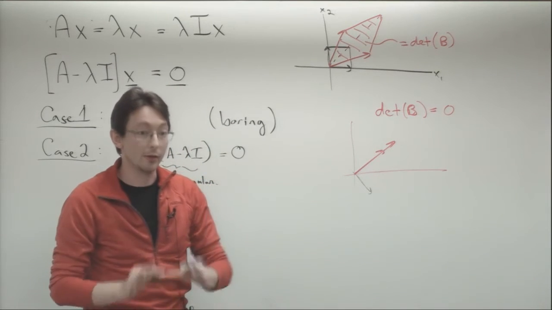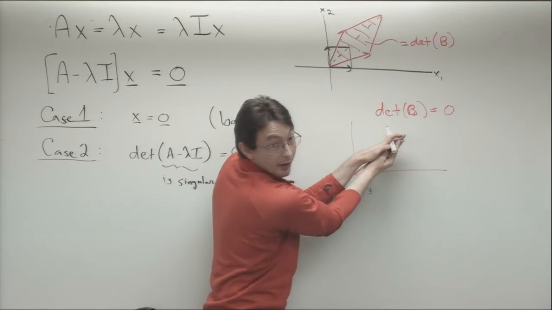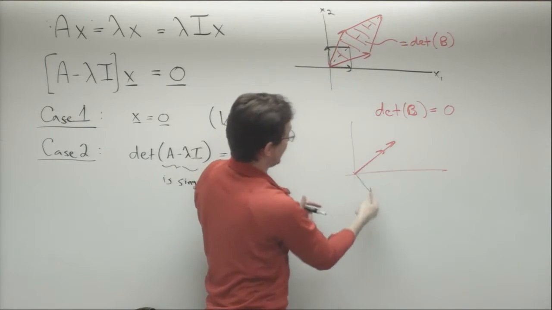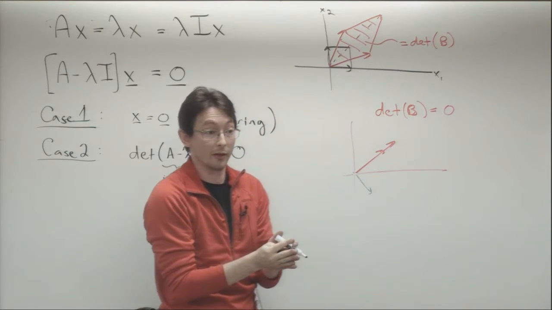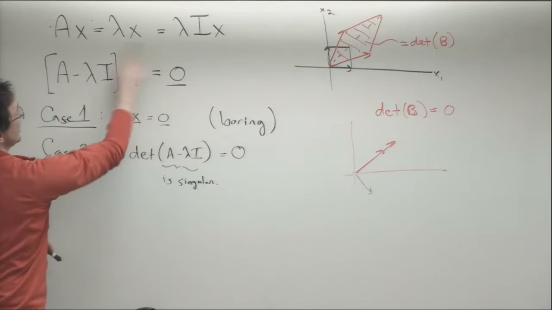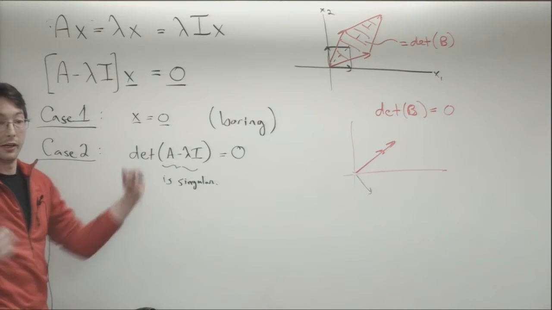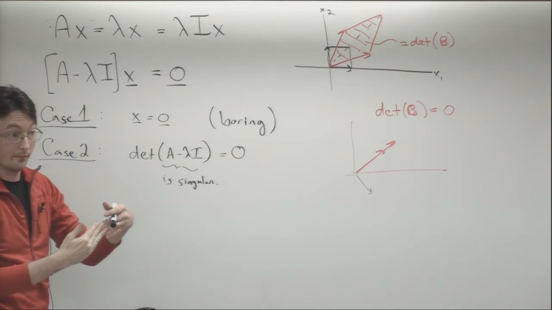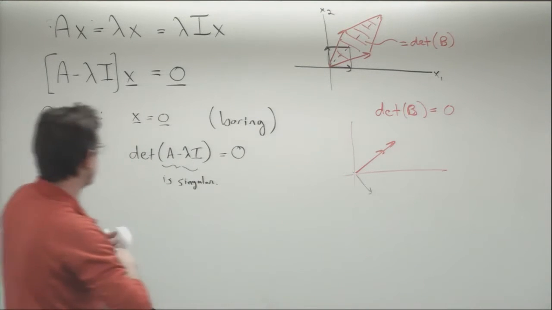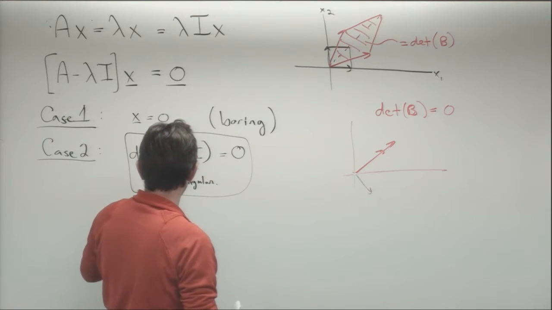So you can draw this picture. You can convince yourself that this is true. If I have a matrix B such that it has 0 area, determinant of B equals 0, then there are some directions that will get collapsed out when I multiply them by B. So that's what that means here: the only way for this equation to be true for a non-zero x is if this matrix is singular, meaning it collapses directions to 0. Okay, that's case 2. And this is called the characteristic equation, right? This is the good old characteristic equation.